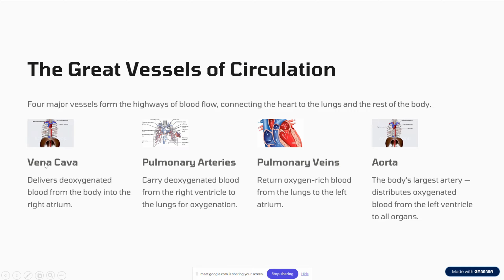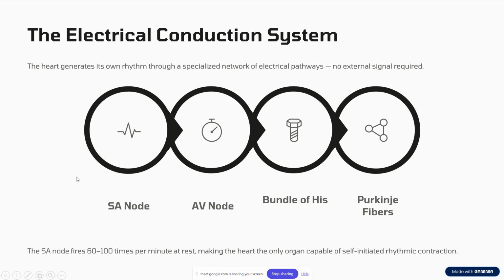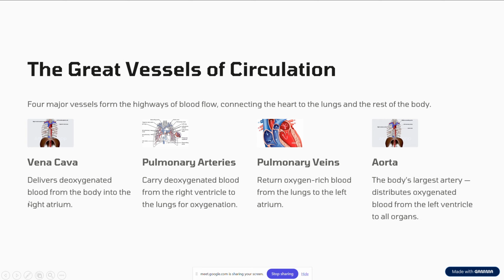So you have the vena cava. Remember, there are two: inferior vena cava and the superior vena cava. They deliver blood from the body into the right atrium. Pulmonary arteries carry blood from the right ventricle to the lungs for oxygenation, as earlier mentioned. You also have the pulmonary veins, whose function is to return oxygen-rich blood, that is blood that has combined with oxygen, from the lungs to the left atrium. And then the aorta, the body's largest artery, distributes oxygenated blood from the left ventricle to all organs.